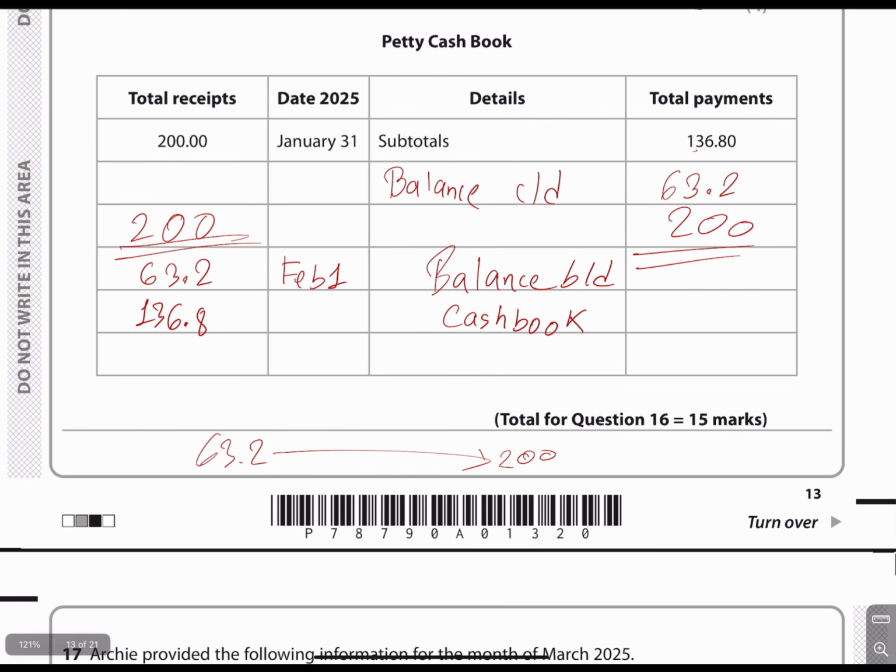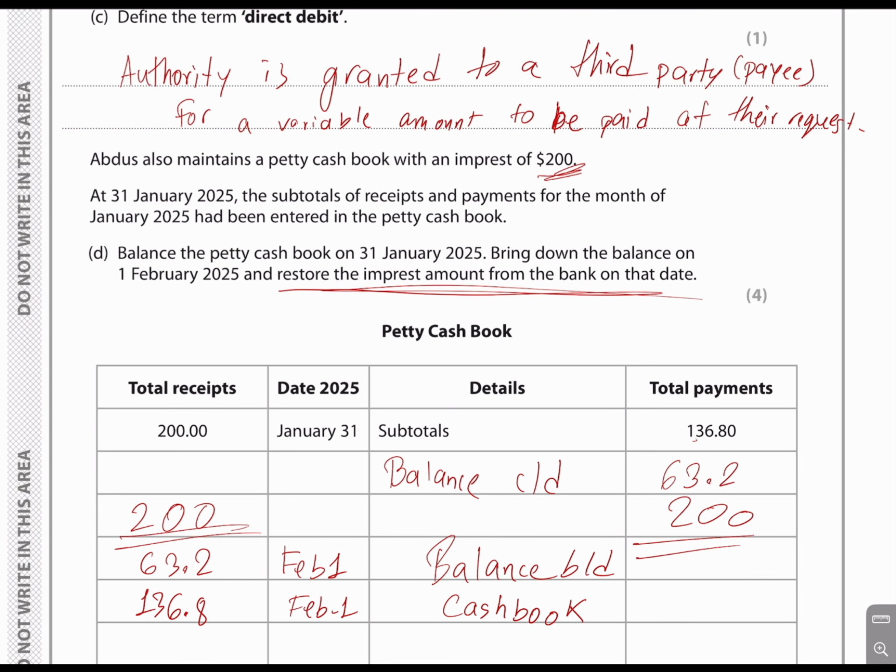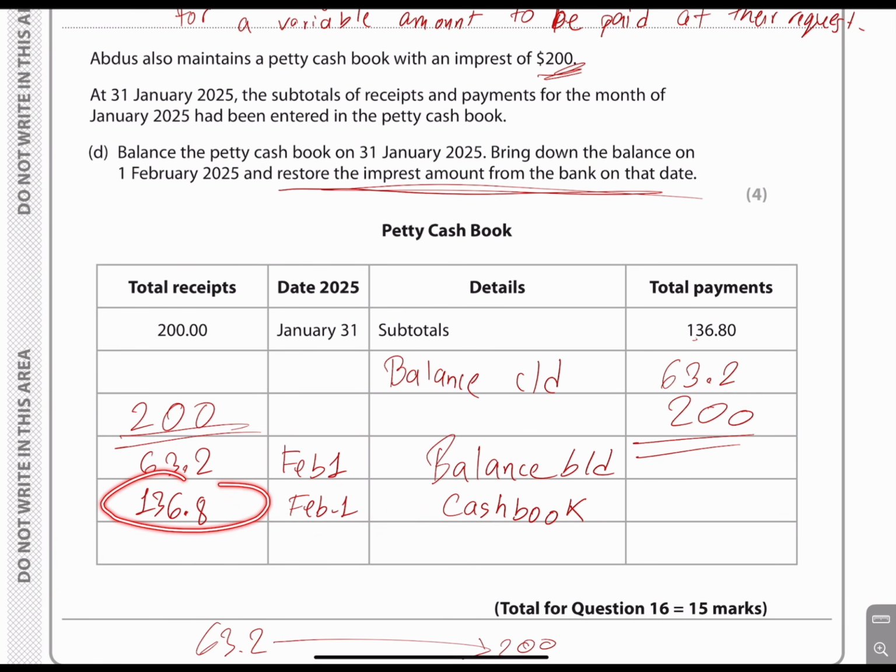Now why we have done it on this date, on February 1, is because the question asked us to do it on February 1. Now if we were asked to do it on the last date of the previous month, we would have just put cash book here and entered 136.8 here, and the balance would have been 200. But the question asked us to restore the amount on 1 Feb 2025. So here it is. On 1 Feb we added it, and yes, we are done with restoring. That's 4 marks.